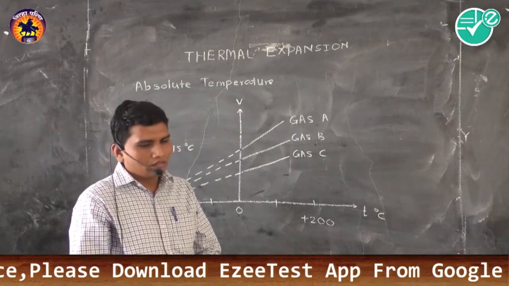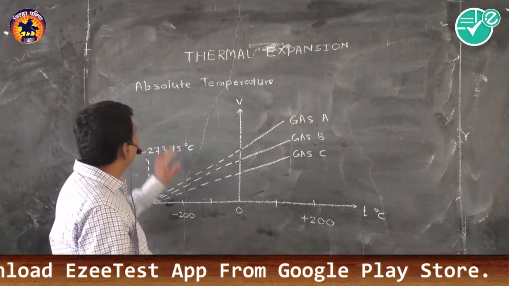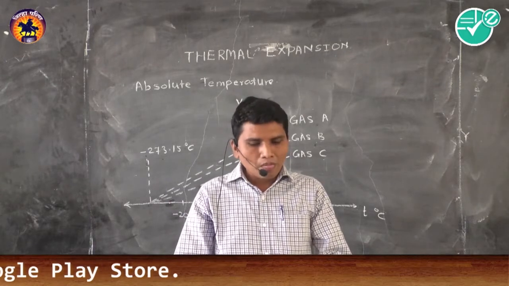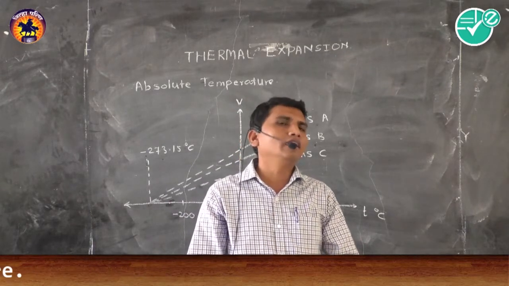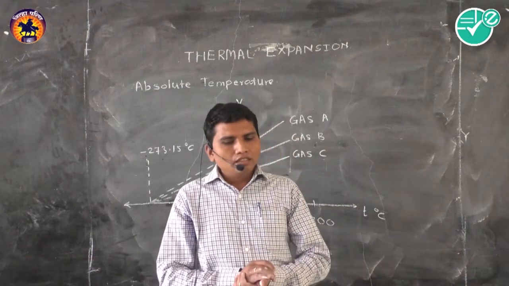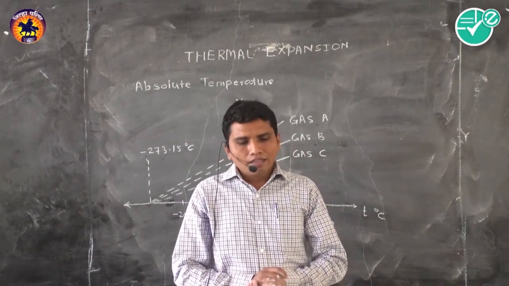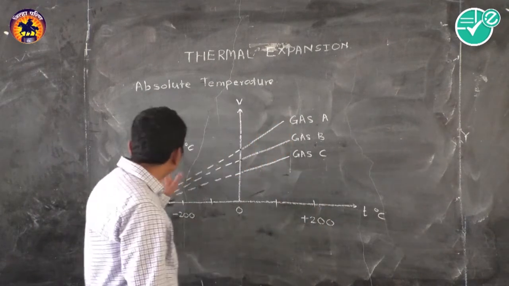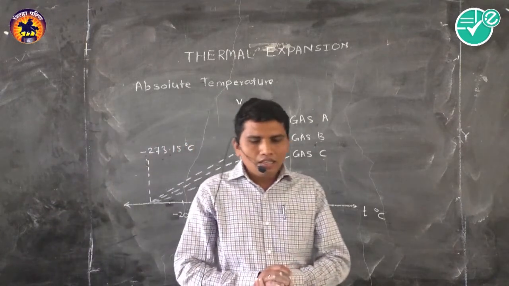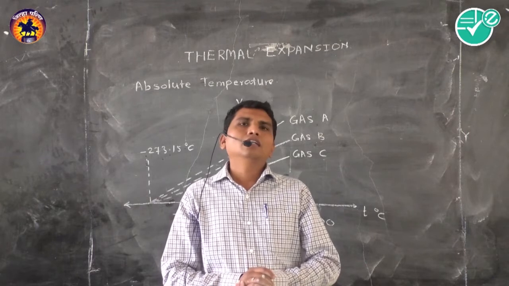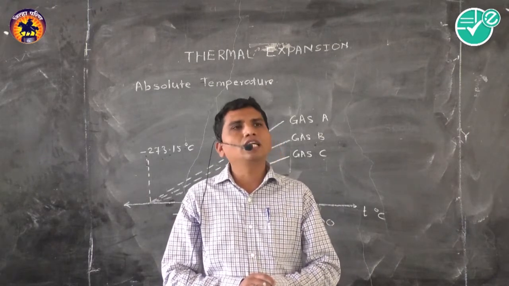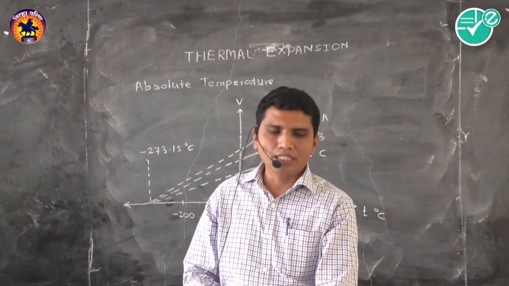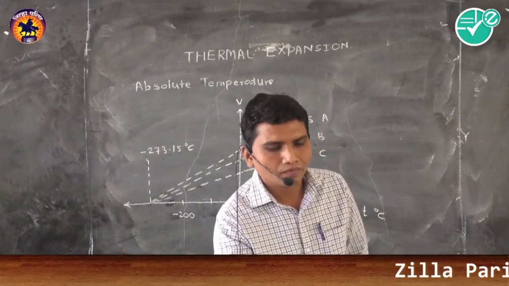Now let us study about the absolute scale or Kelvin scale. What is meant by absolute scale or Kelvin scale? The temperature scale that has its zero at minus 273.15 degrees Celsius and whose temperature intervals are the same as the Celsius scale is called the Kelvin scale or absolute scale.